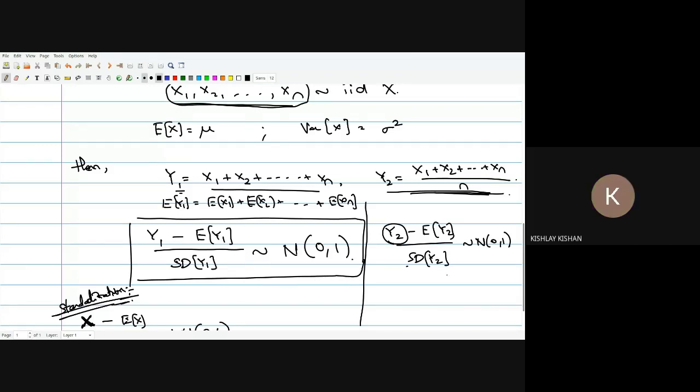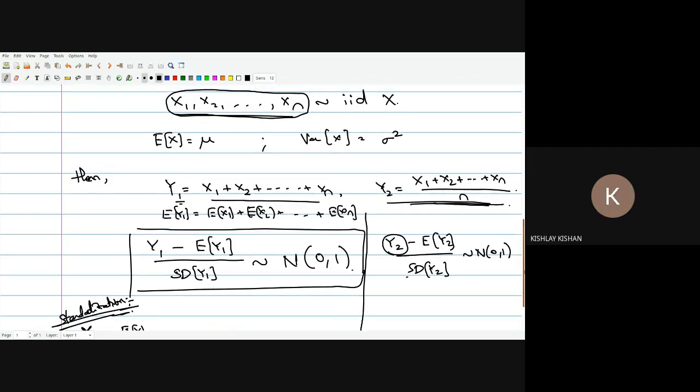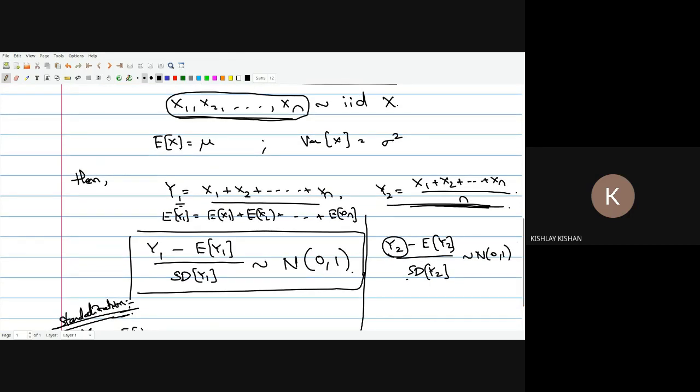Sir, one question. Y1 and y2 are giving insights for a sample only. These are functions of a sample. So how does y1 minus expected value of y1 upon SD of y1 give an insight into the population? See, that is what we are going to do, right? You can only take a sample and you will predict the distribution of the population.